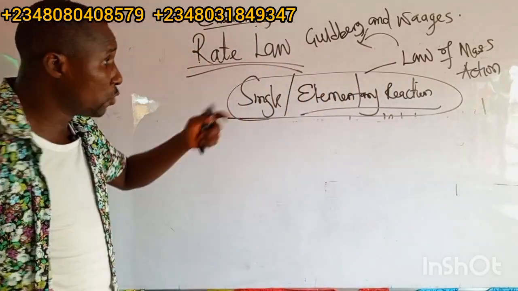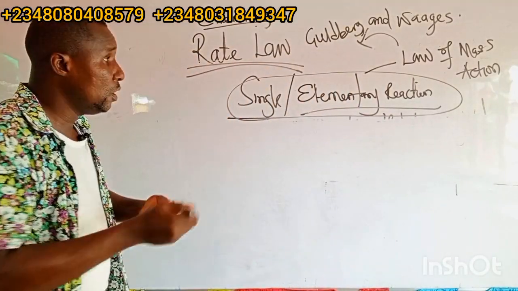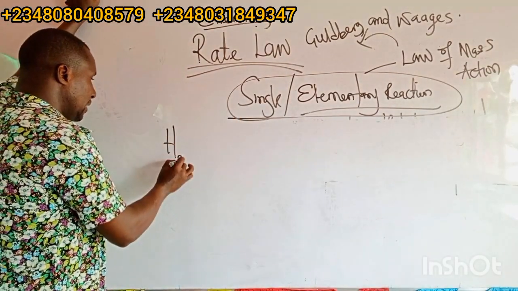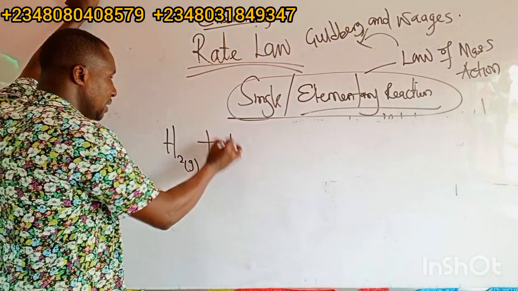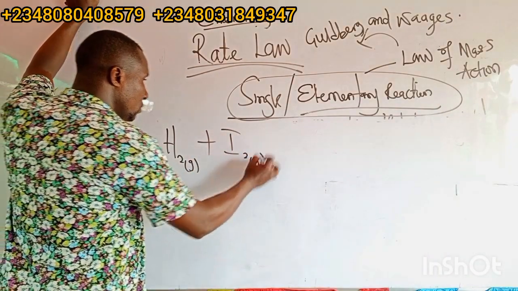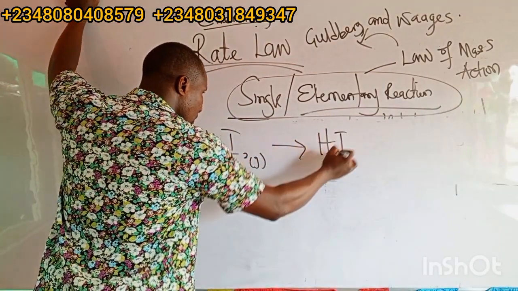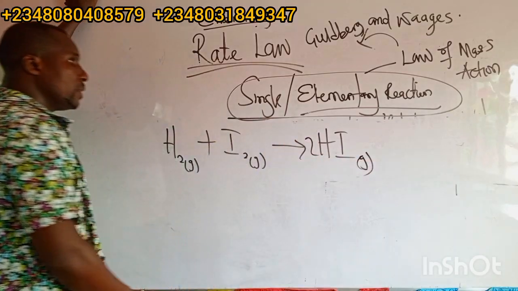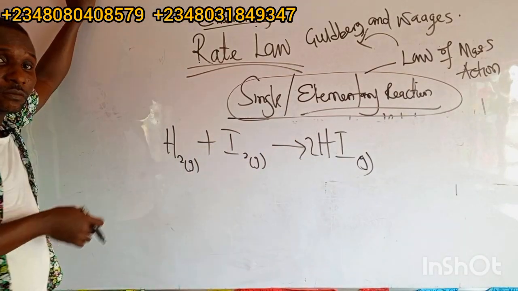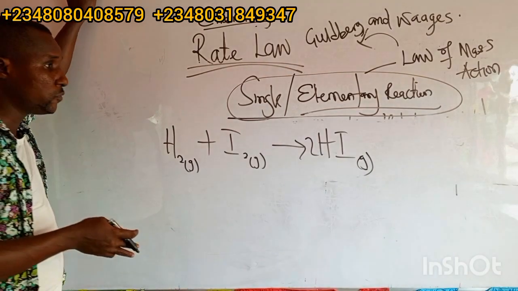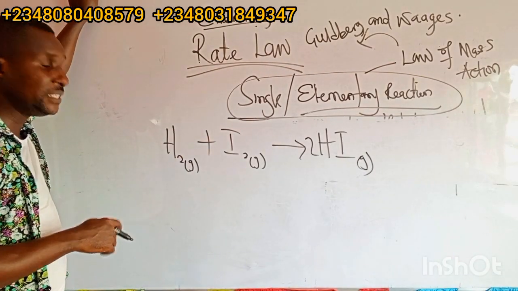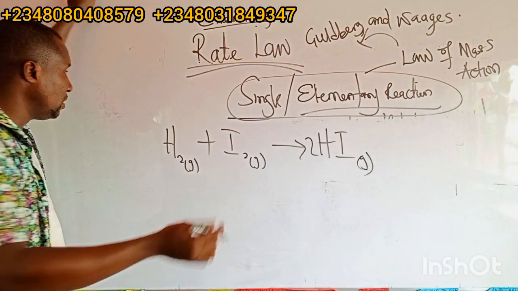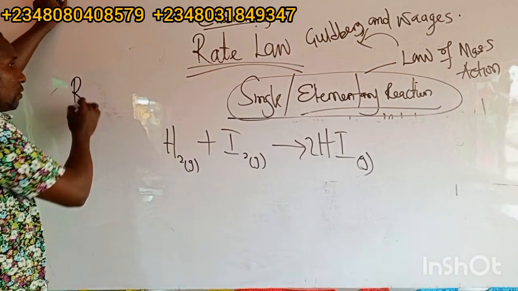How to determine the rate law for an elementary or single reaction. For example, when you have a reaction between hydrogen gas and iodine vapor to give you HI gas, this is a single-step, elementary reaction. A reaction that involves only one step is elementary. For you to write out the rate law for this, we have the rate law.